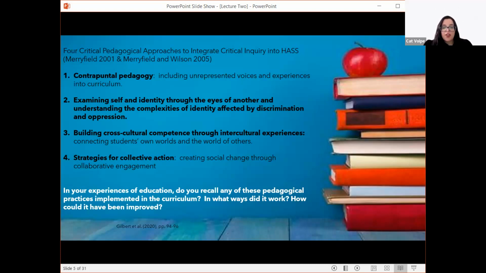So a question for you is, in your experiences of education, do you recall any of these pedagogical practices implemented in the curriculum? In what ways did it work? How could it have been improved?